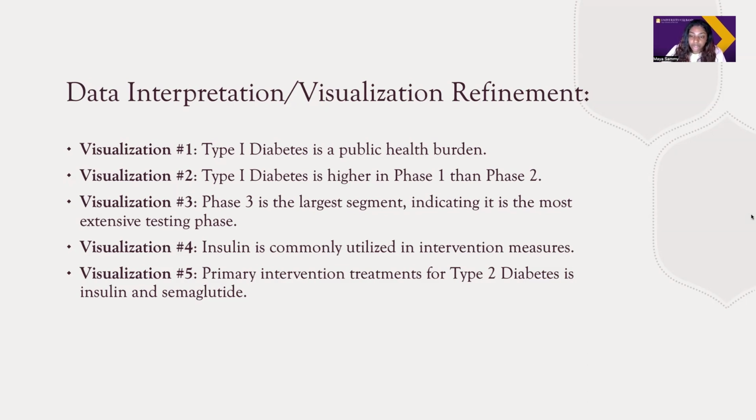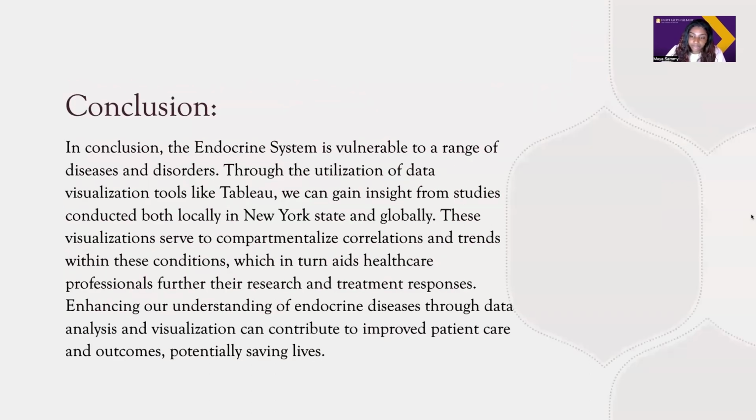The third visualization shows the different phases that were conducted to assess the safety and effectiveness of new treatments. Phase 3 was the largest segment in this visualization, which indicates that it's the most extensive testing phase for effectiveness and safety in a large population. And the fourth one highlights how insulin is commonly utilized in intervention measures when treating various endocrine system diseases. And lastly, the fifth one really focused in on insulin being the primary intervention for type 2 diabetes, as well as semaglutide. Move to the next slide.